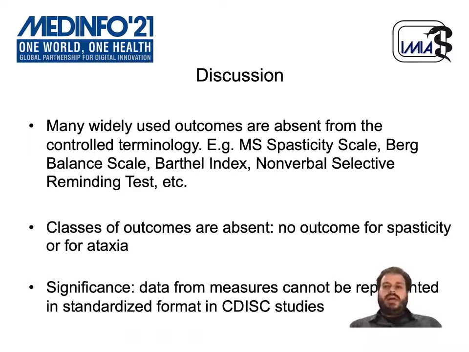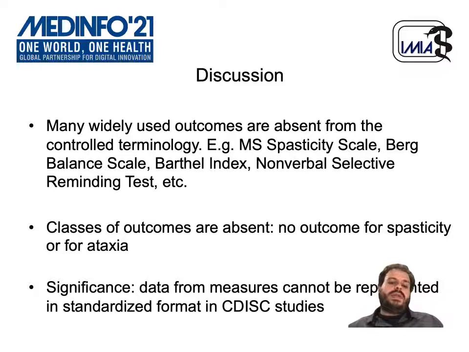So what's the takeaway from all this? First, the absences. Many important outcomes are just not there in the CDISC terminology. Beyond just the individual outcomes, there were classes of measures that were missing. So there's no outcome for spasticity, right? There were a couple of outcomes for spasticity in the NINDS and the clinicaltrials.gov data that do not appear in the CDISC, and there's no alternative outcome for spasticity that is included in the CDISC terminology. Same for ataxia.